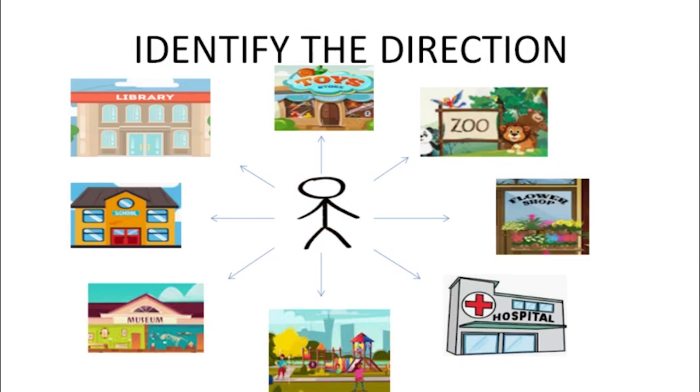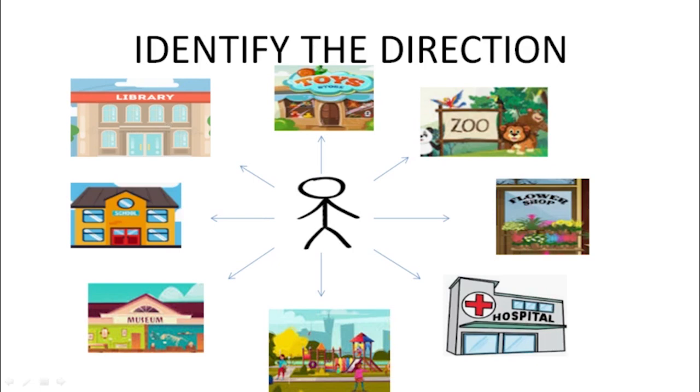Identify the directions in this figure. There is a person standing here and there are different places like the library, the toy store, the zoo, flower shop, hospital. There is a park, museum, school. Let us try to find out in which direction is each of these places with respect to the person in the figure. Let us do it one by one.